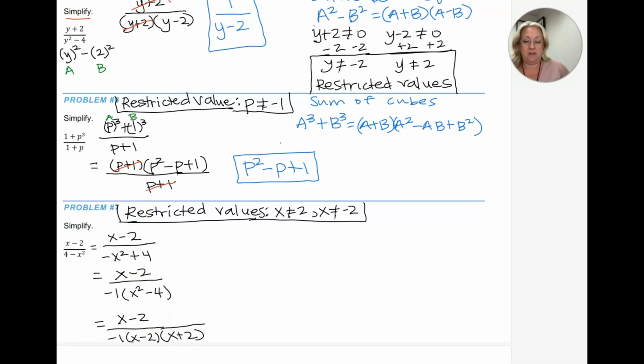Now we just need to simplify the rest of this, divide out any common factors we see. I have an x minus 2 on the top, x minus 2 on the bottom, which leaves us a 1 on the top there, so our answer is going to be 1 over -1 times x plus 2. Now if you want to distribute that -1 through, you can, but you don't have to. With what we're going to be doing next, it might be easiest to remember to keep it in factored form, but both answers work.